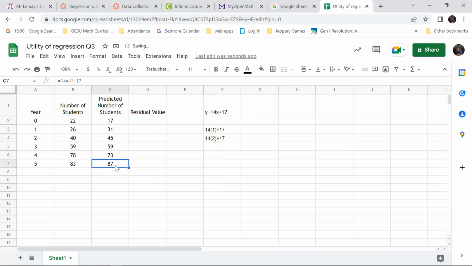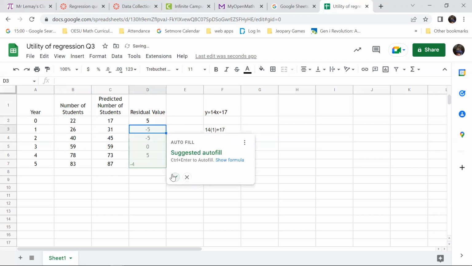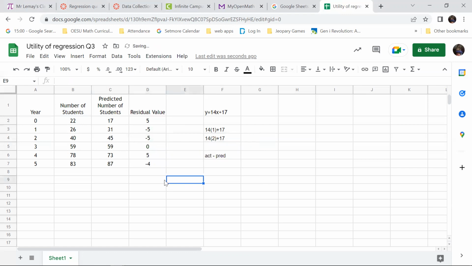And there we go. Now to get the residual, remember the residual is the actual number minus the predicted number, right? We talked about that last week. So equals the actual number minus the predicted number. Oh, isn't it smart? And fill down. Okay, so those are the residuals. We got some positive residuals, we got some negative residuals.